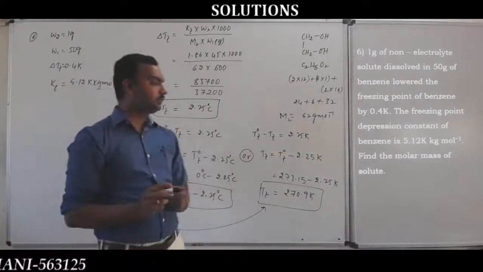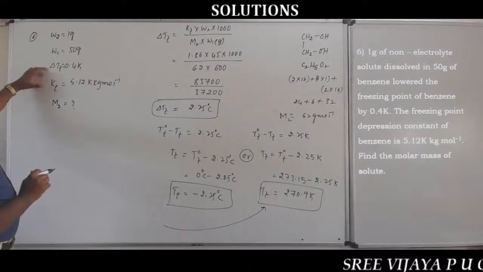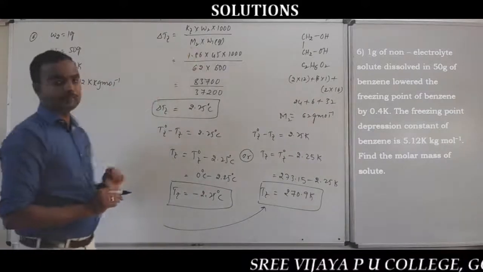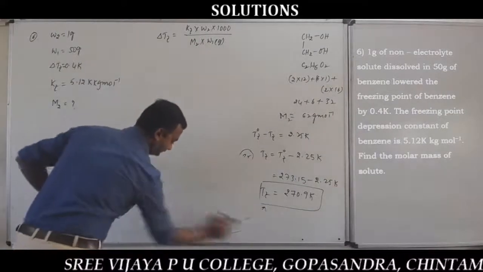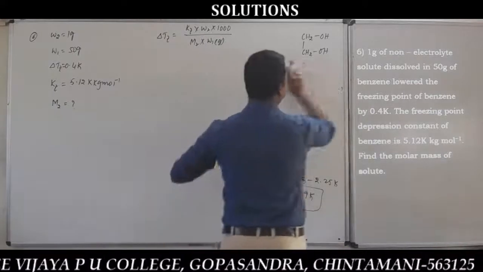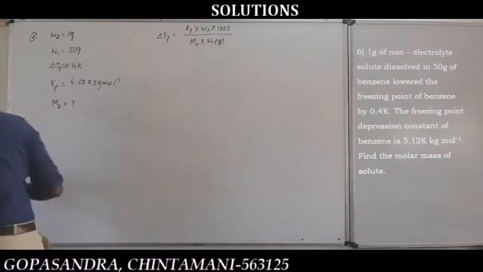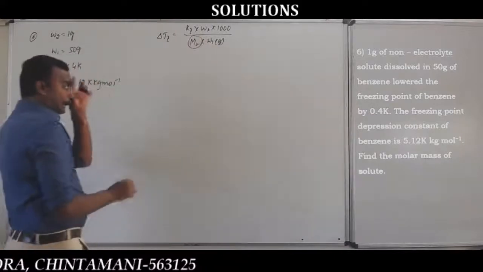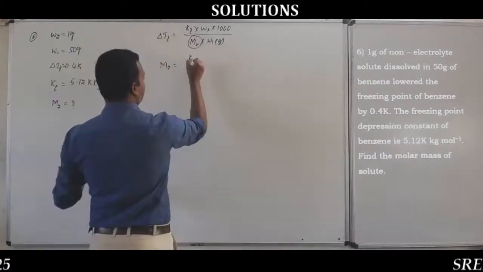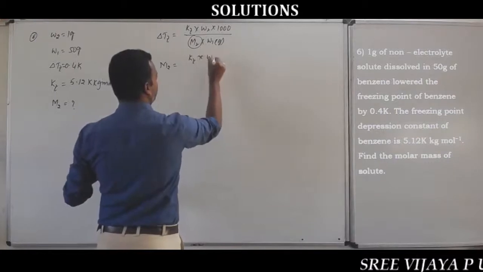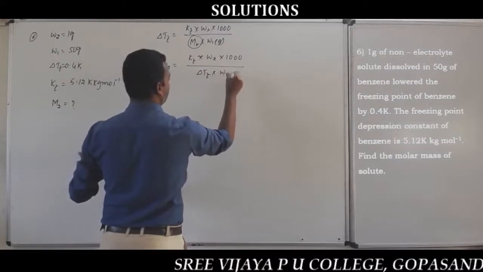Then what do you have to calculate? Find the molar mass of the solute, that is, you have to calculate M2. KF is given, delta TF is given, W2 and W1 are given. Now you can calculate M2 by substituting the values; this is a direct problem. Our intention is to calculate M2, so M2 is equal to KF into W2 into 1000 divided by delta TF into W1 in grams.